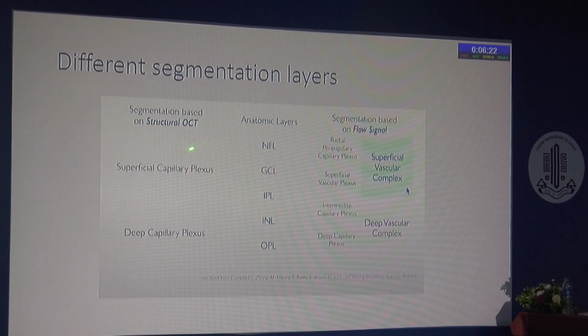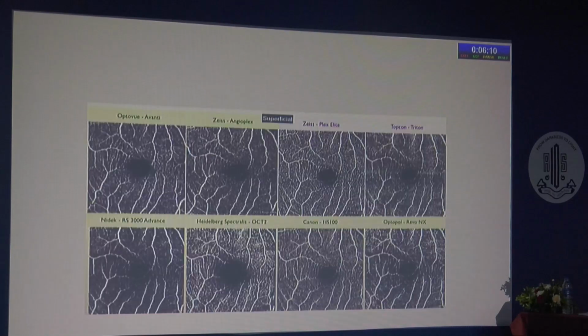So basically there is the superficial capillary plexus and the deep capillary plexus, with an intermediate capillary plexus. Different OCTs show a different flow signal. So this is the superficial and the deep vascular plexus. If I were to do an OCT angio on different machines, there's a different segmentation and the resolution is different. So you will see a different pattern on each, but it shows up the foveal avascular zone.